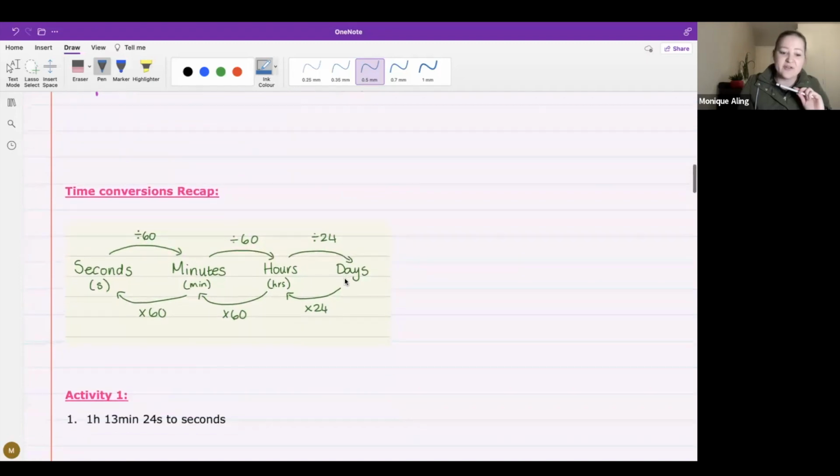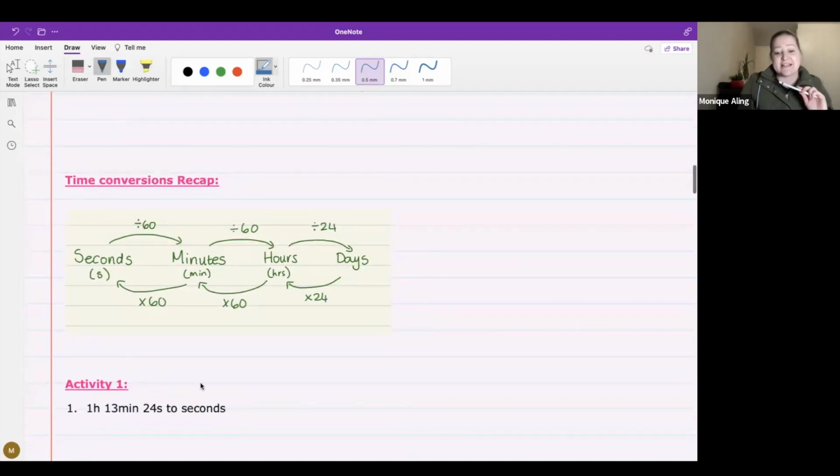Do a little recap first. We looked at this diagram in the last lesson. We need to know how to convert between seconds, minutes, hours, days, as well as weeks and months. I prefer this diagram, but there are many ways that you can learn how to do these conversions, but you do need to know these conversions off by heart, unfortunately.